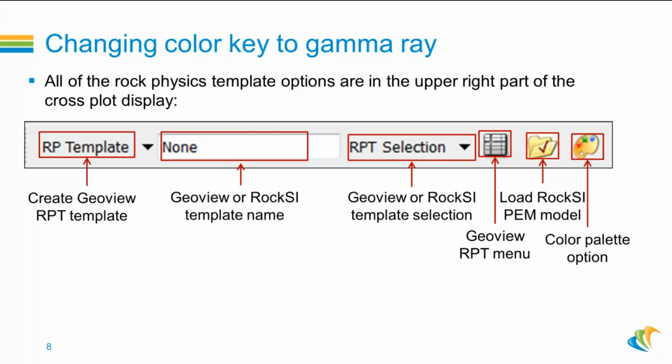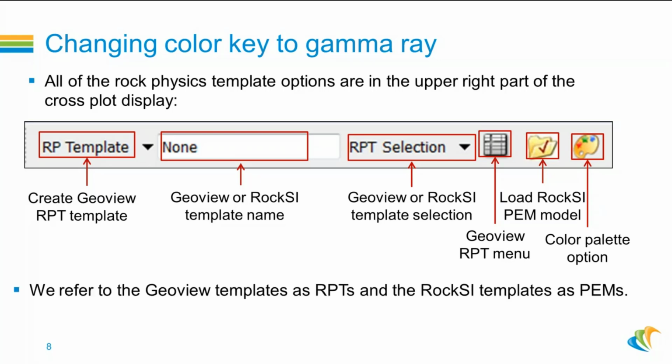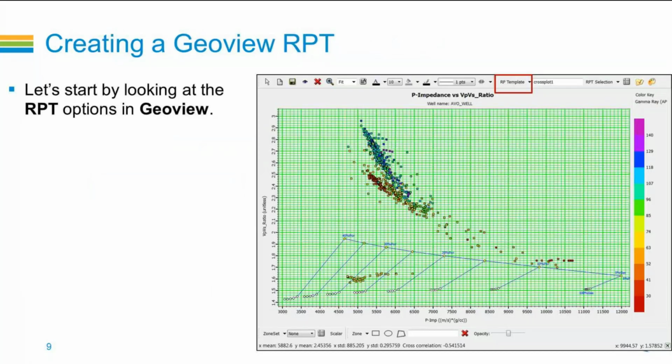And finally, here's the color palette option, which I'll talk about later. And I'm going to refer to Geoview templates as Rock Physics Templates, RPTs, and RockSI templates as petroelastic models. But of course, you can use those words interchangeably. All right, so let's start by looking at the RPT options in Geoview.